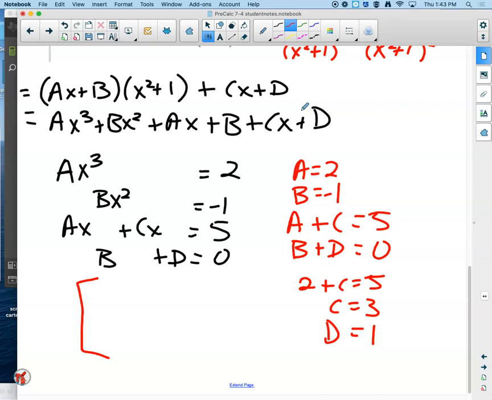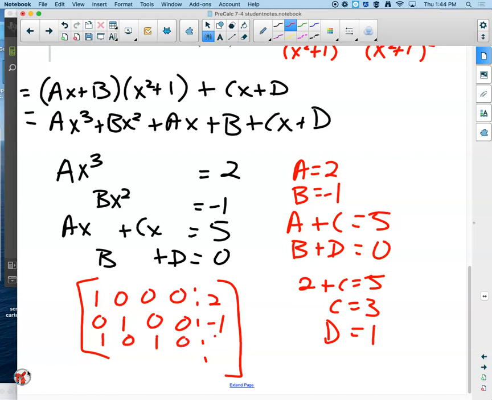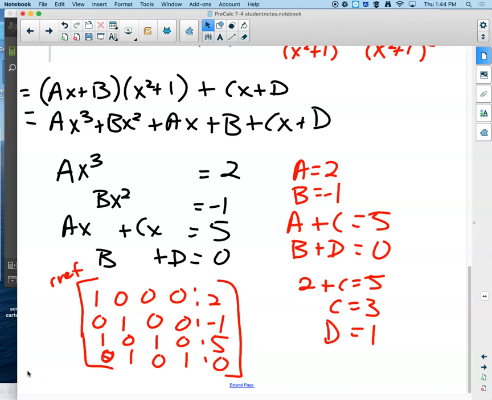Again, you could make a matrix out of this if you wanted to. We have 1A, 0Bs, 0Cs, 0Ds, and a 2. And then we have 0As, 1B, 0, negative 1. And then 1, 0, 1, 0, 5, and 0, 1, 0, 1, 0. So you definitely could check this using reduced row echelon form to see if you get the same answers. But you'll still get A equals 2, B equals negative 1, C equals 3, and D equals 1.